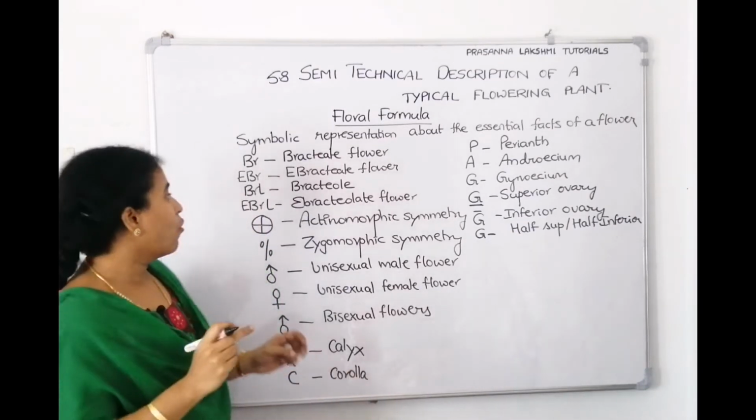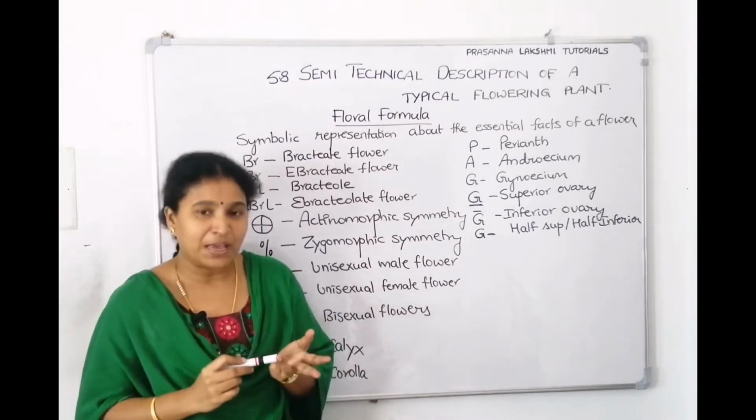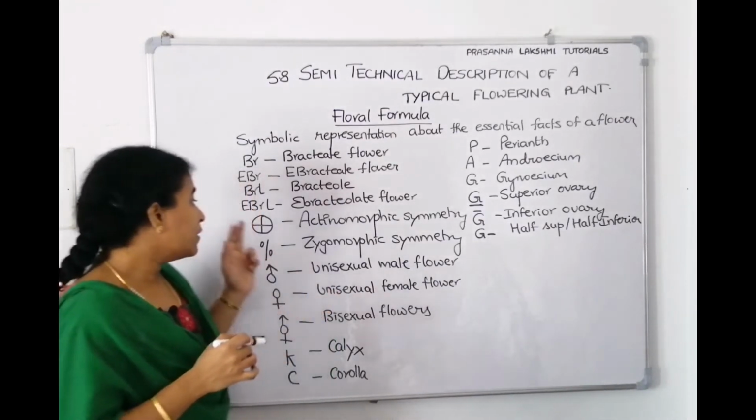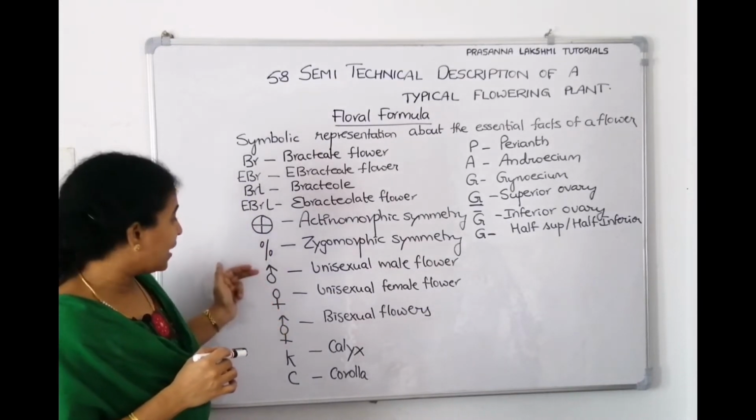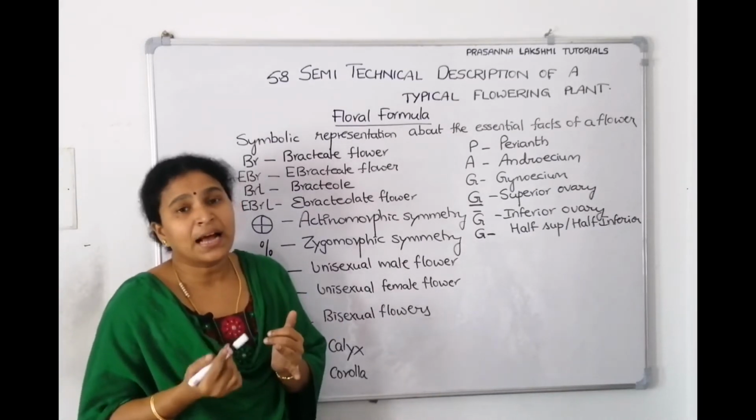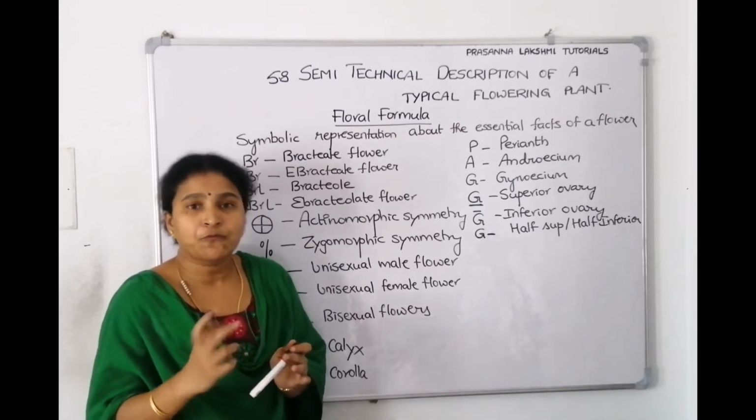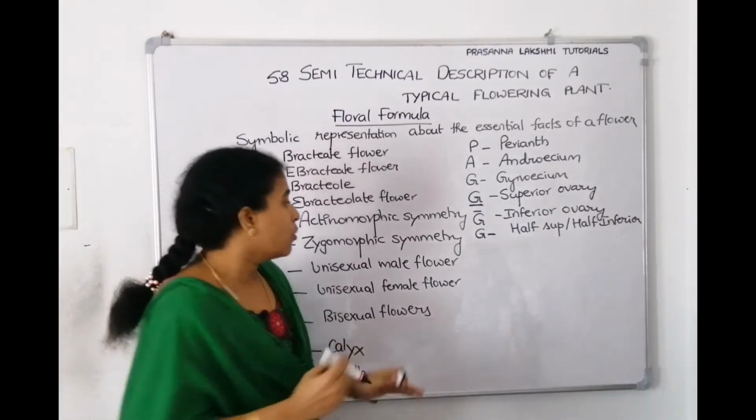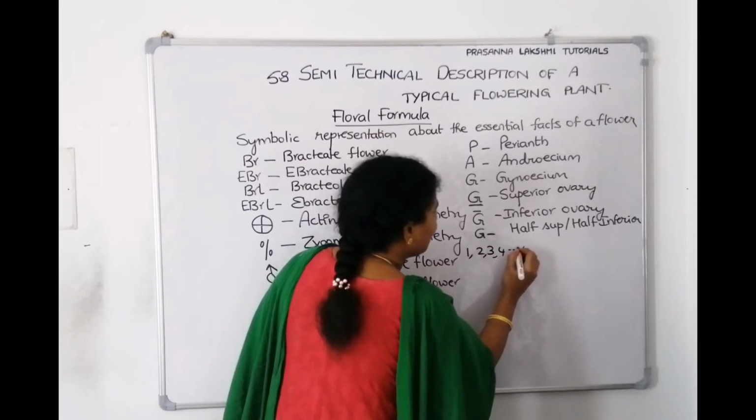Usually, in which sequence do we go? First we tell whether it has bract or not, so we write BR or EBR. Then we tell whether bracteole is there or not, BRL or EBRL. Then we go with the symmetry, plus symbol or percentage symbol. Then the sexuality, either this or this symbol. Then we write calyx, and give the numbers. If 4 are there, K4, corolla 4, C4, androecium 4 or 8, A8, like that. So numbers 1, 2, 3, 4, up to infinity.